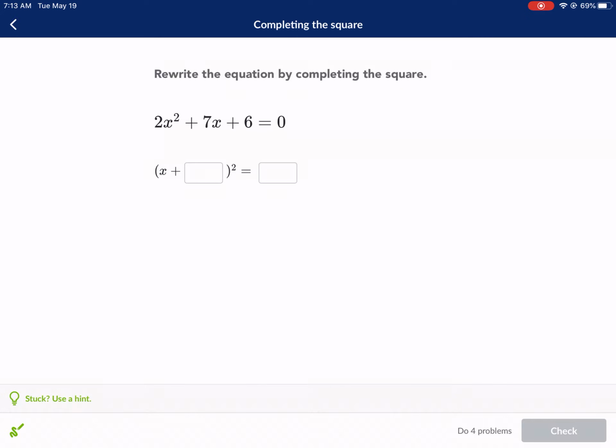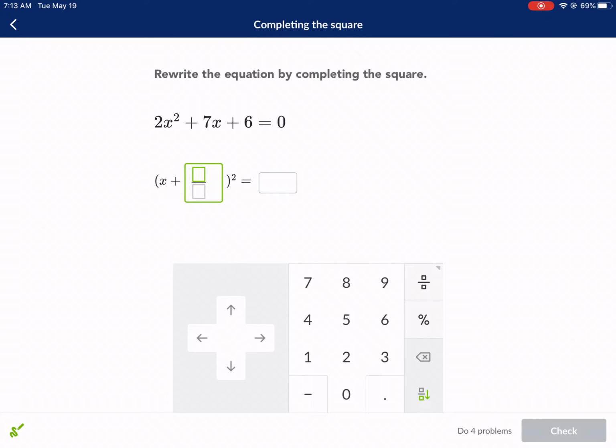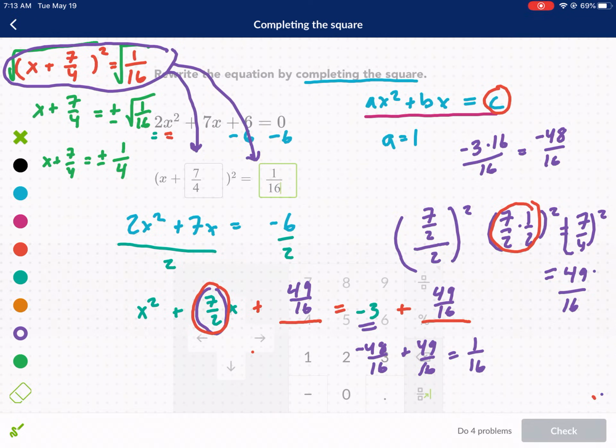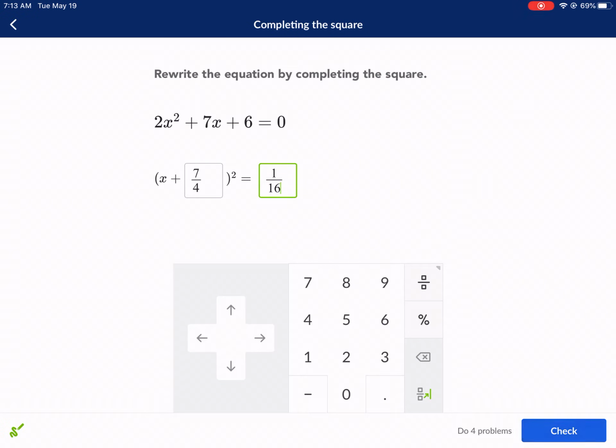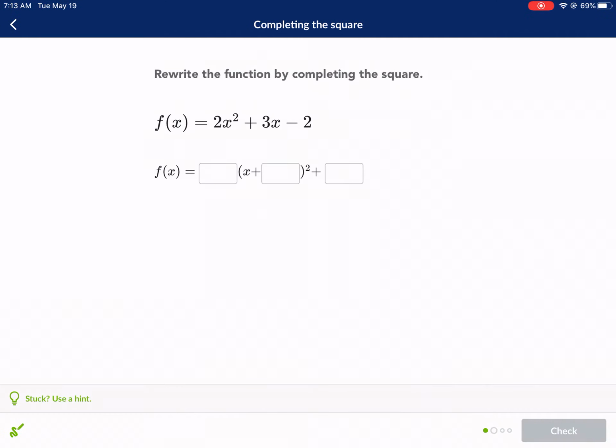So we're going to type x plus, and we need a fraction, 7 over 4, is equal to 1 over 16. I'm going to just double check that. It's always good to double check your work. And we're going to check our answer. We got it. Okay.